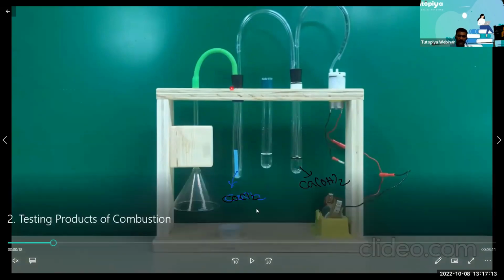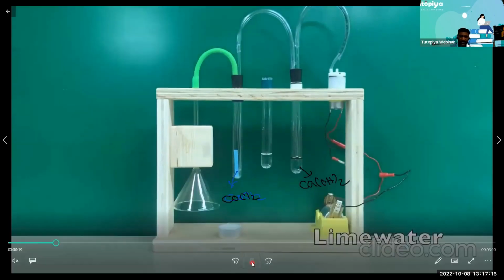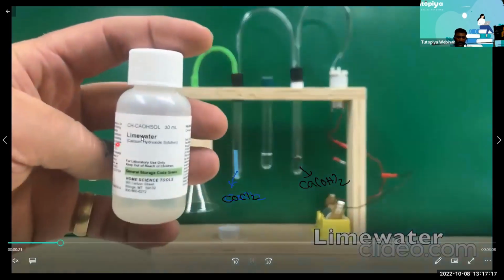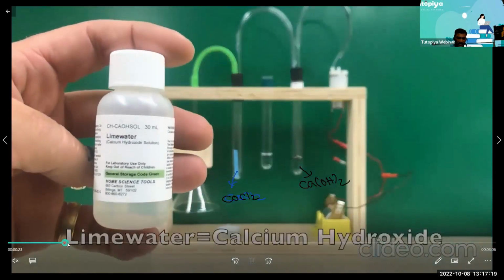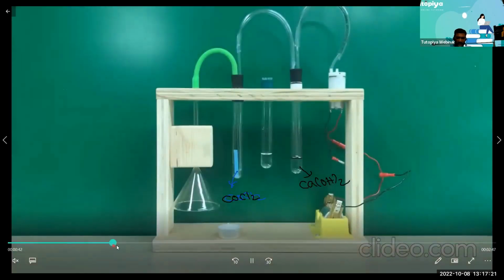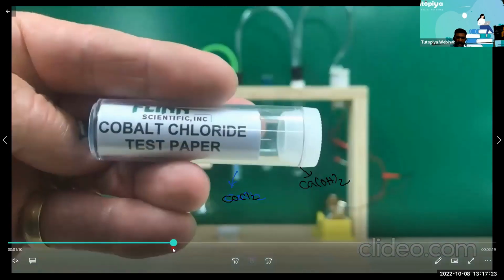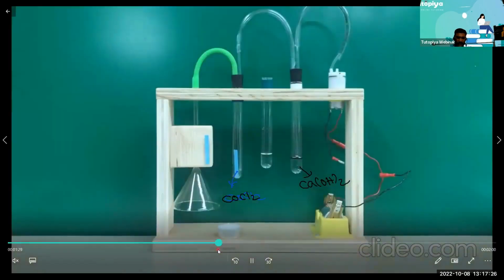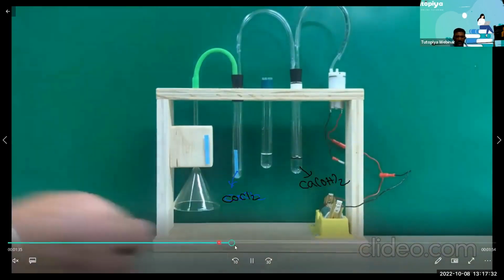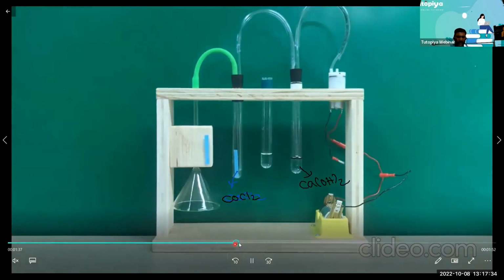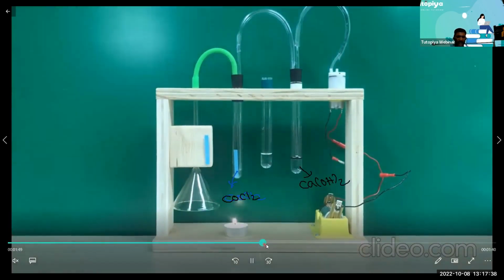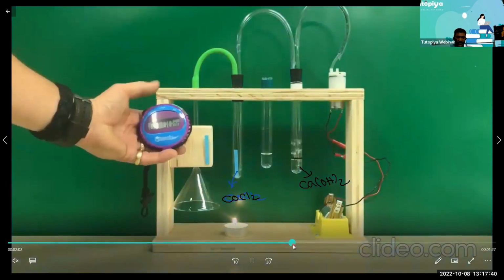Now I start my experiment. This is lime water, calcium hydroxide. I'll just fast forward it. This is a cobalt chloride paper. I'll stick one cobalt chloride paper so that I can take it as a reference to observe the change in color. And this is my wax candle, a source of hydrocarbon. I start burning my wax candle, a hydrocarbon, so definitely I get carbon dioxide gas.